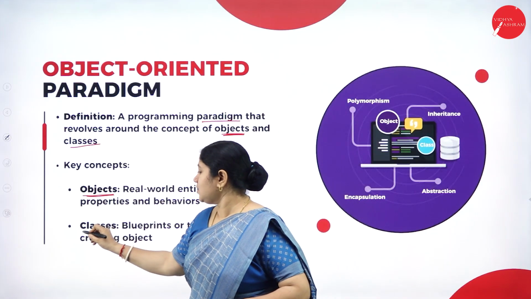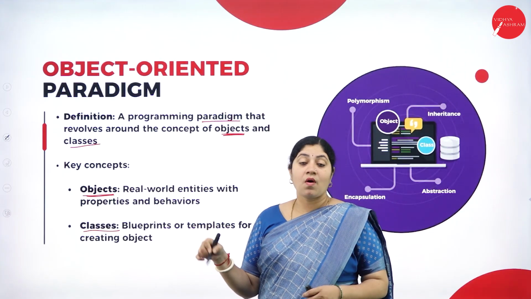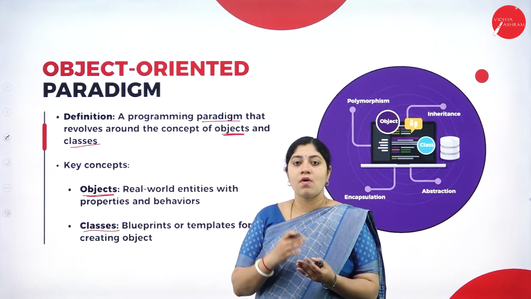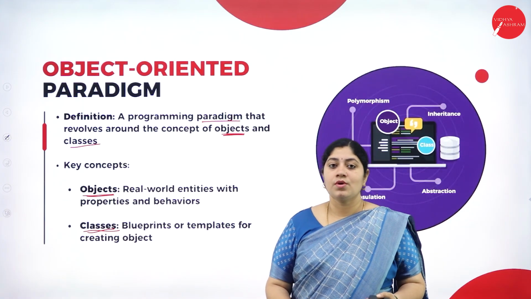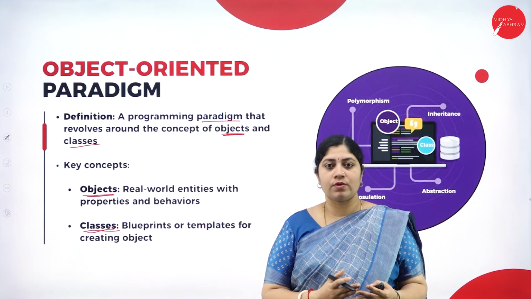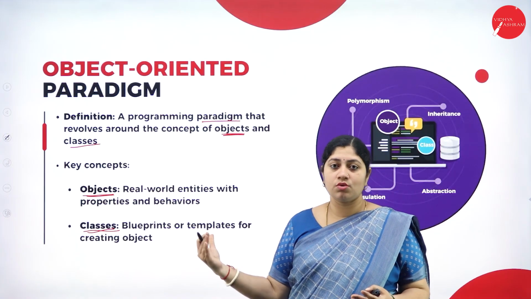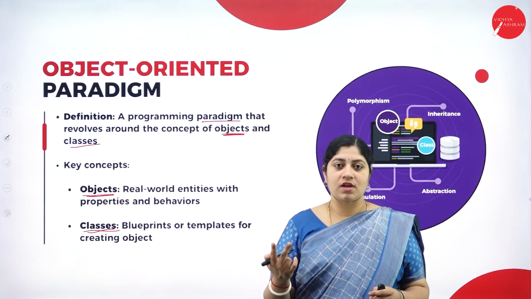A class is a blueprint, okay? It forms a blueprint or a template in order to form an object, that is nothing but a class. So the rule or paradigm of object-oriented programming revolves around these two concepts. That is the very primary concept. First one is object, next one is class.